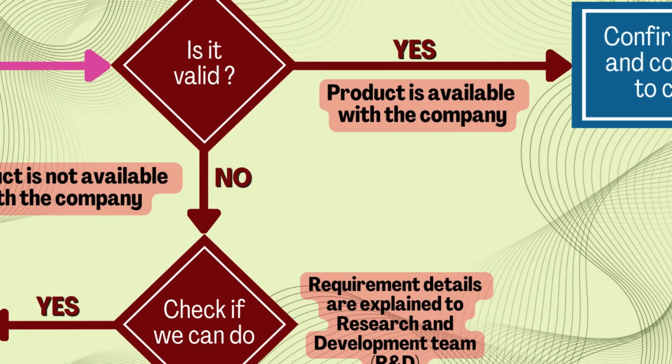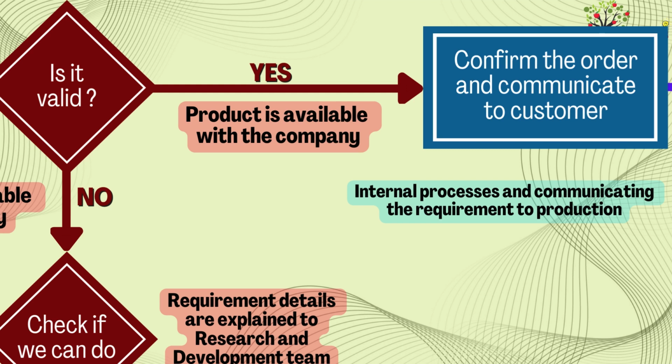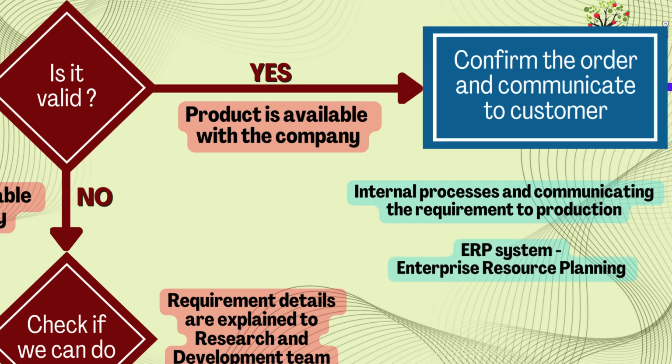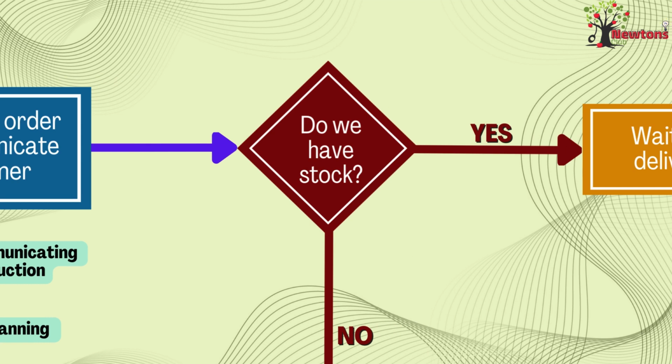What if it is a yes? It is a very happy moment and the order will be confirmed by the sales team to the customer along with the delivery dates. And in parallel, the order will be registered in internal ERP systems so that the production team can view it and plan for the production. Here, ERP system means Enterprise Resource Planning System, which we'll explain in the future sessions. So once the order is registered, the first ones who will be viewing the order is the production planning team.